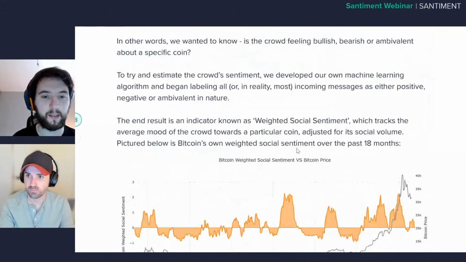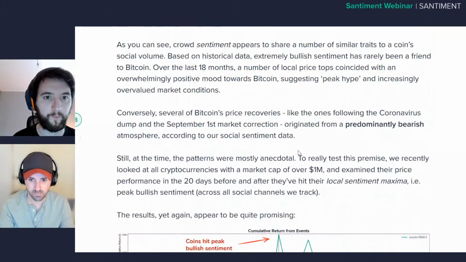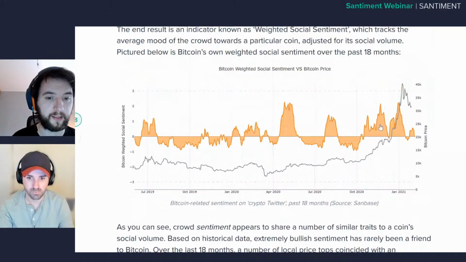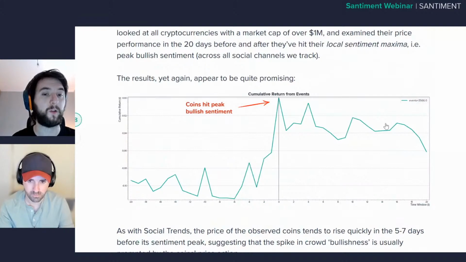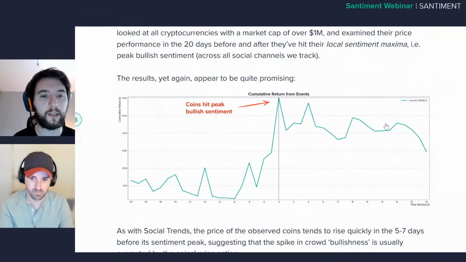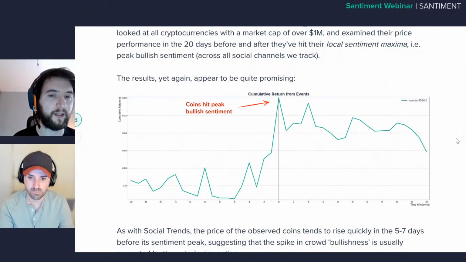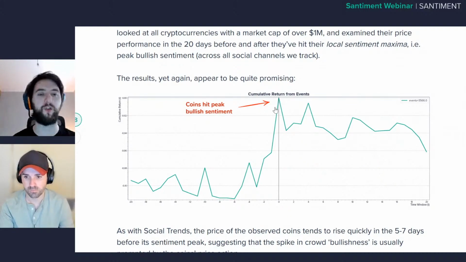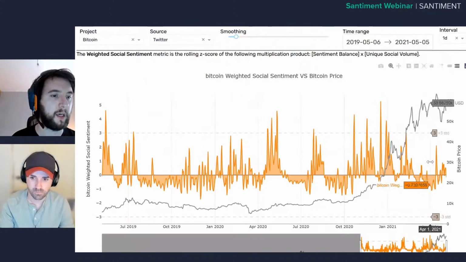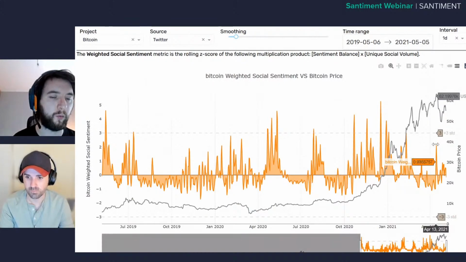Social sentiment, like I said, for Bitcoin in particular, looked like this at the time that we wrote the article. And this was the first of the two backtests that we've done. We've looked at the average price of all of the coins in our database in the 20 days before and the 20 days after they hit their local peak bullish sentiment. So for example, for Bitcoin, that would be here, right? So the 20 or here.